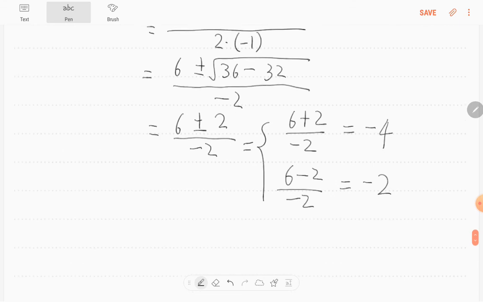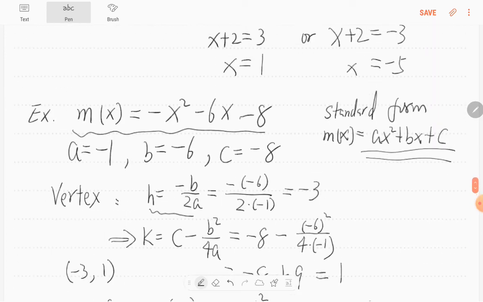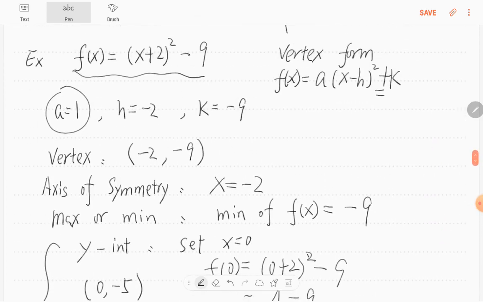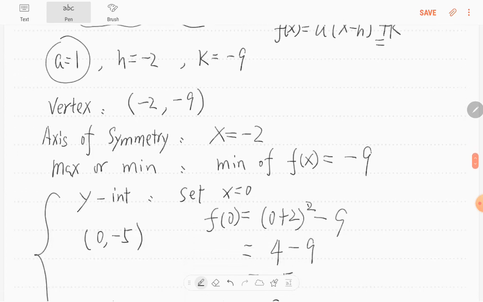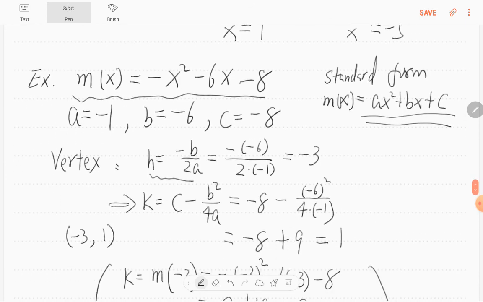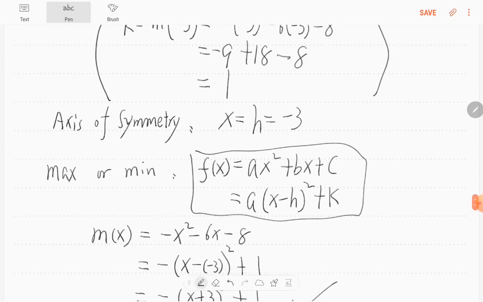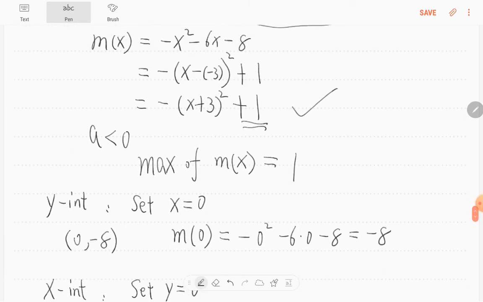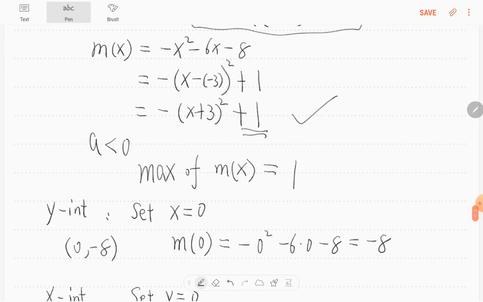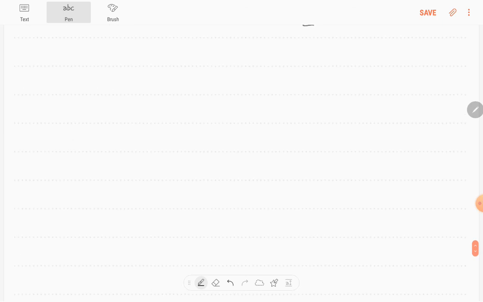So this is the typical way to solve the problem. If you are given the vertex form, then you can get all the answers very quickly, right? If you are given the standard form, of course you can use the formulas to find all your answers, but you can also convert the standard form to the vertex form. If you have the vertex form, it will give you more information quickly, okay? So now let's look at another example.